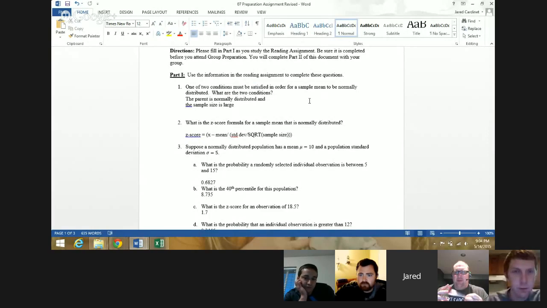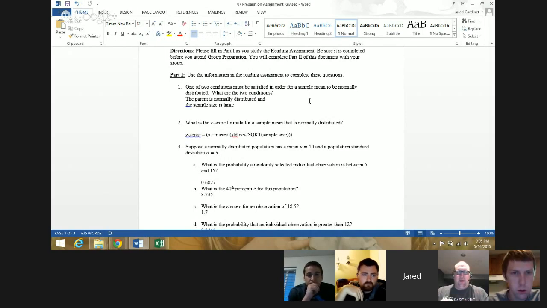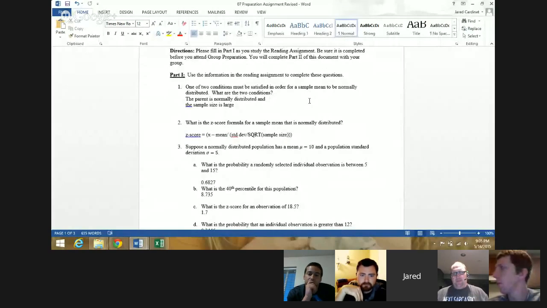All right, so part one. First of all, does anybody have any questions before we start? Nope. Okay. Question one: what two conditions must be satisfied in order for a sample mean to be normally distributed? If the parent population is normally distributed, then the sample mean is automatically normally distributed. And the second condition is the sample size is large. Then the sample mean is normally distributed. Gotcha.